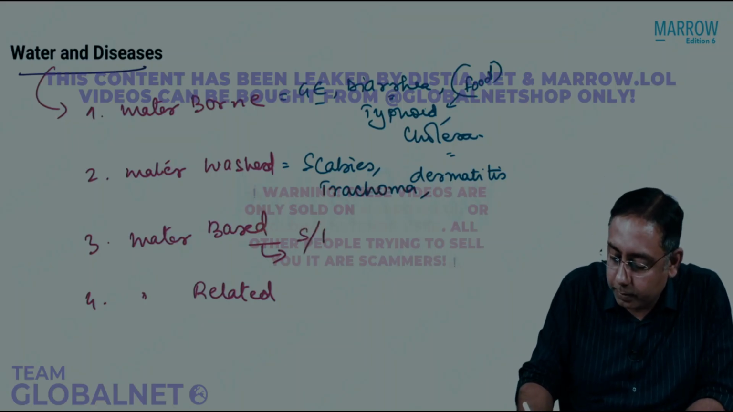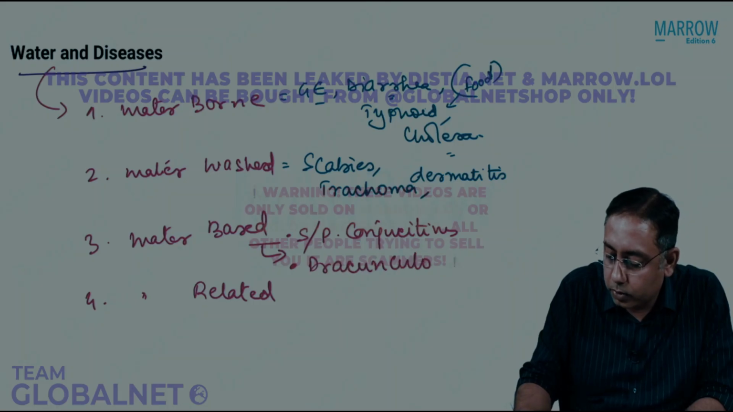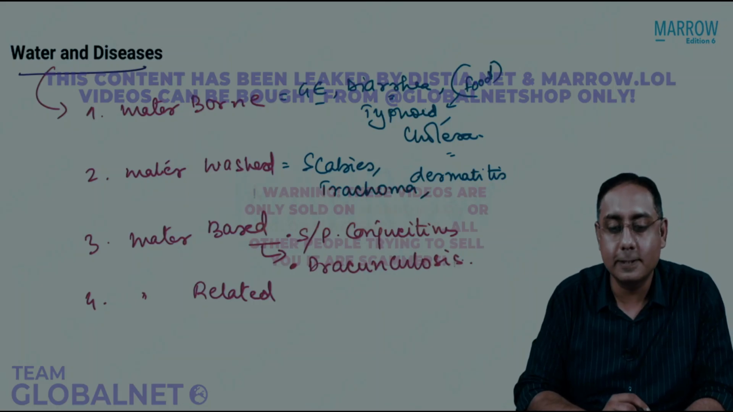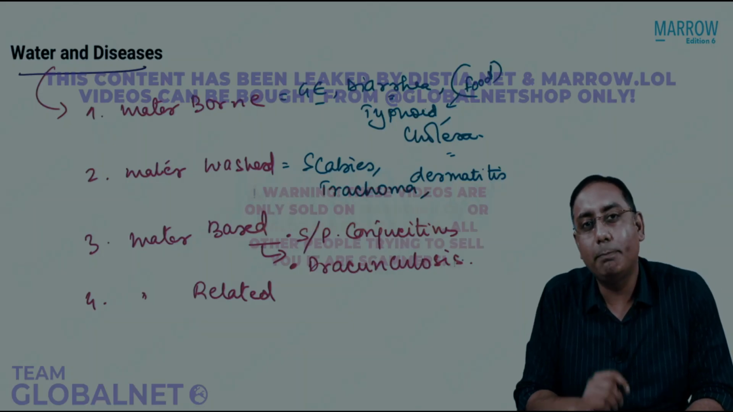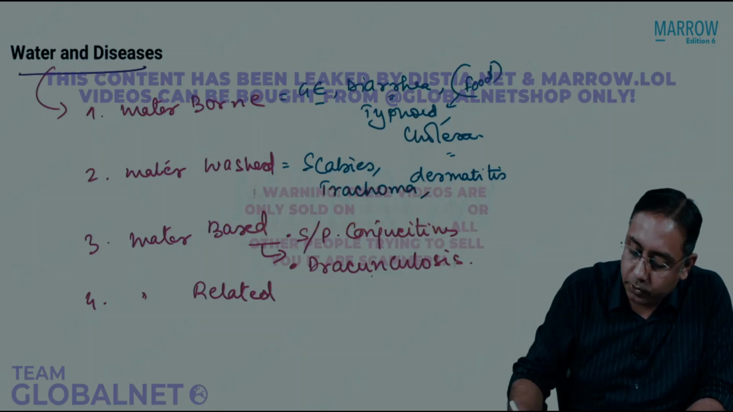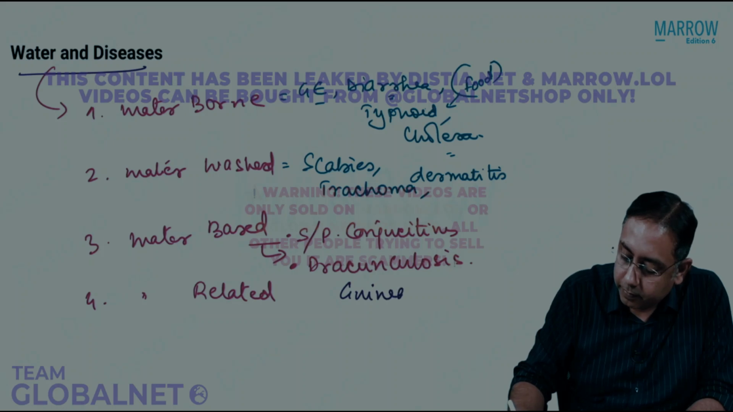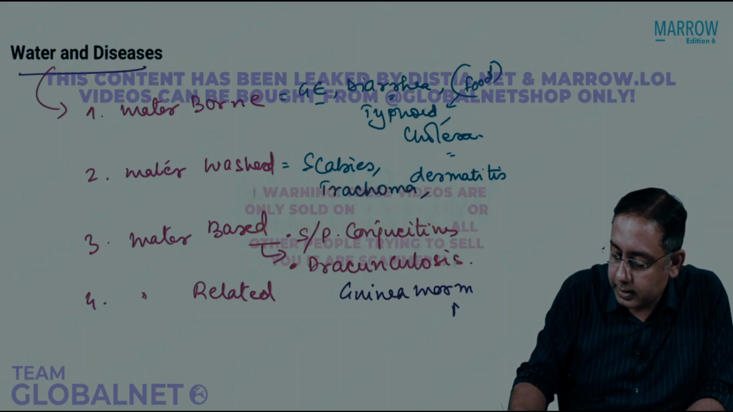So we go sometimes into the water. Examples for this could be swimming pool conjunctivitis. An example could also be dracunculosis. Dracunculosis, that is the guinea worm disease. So all these are water-based diseases.